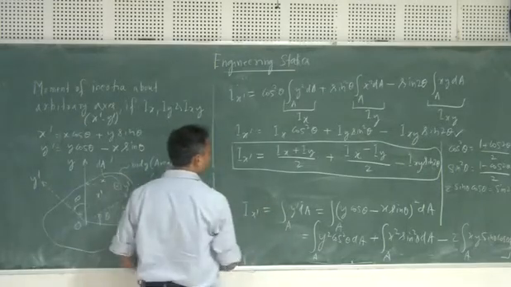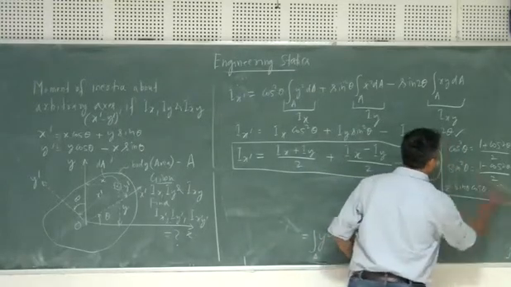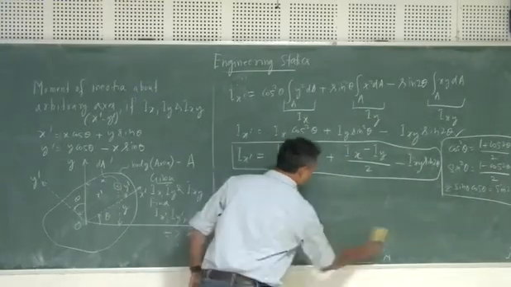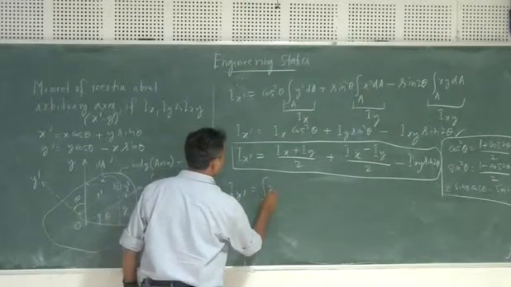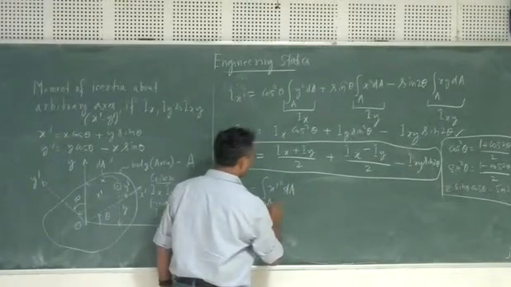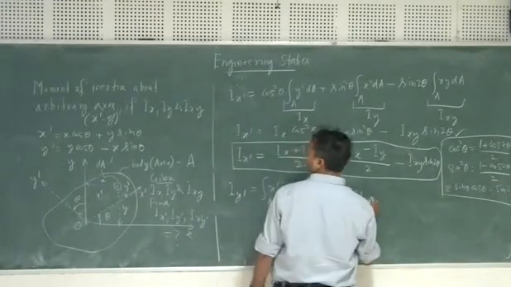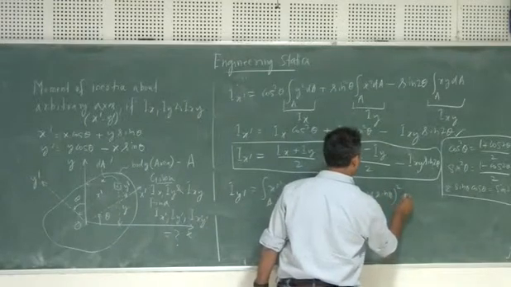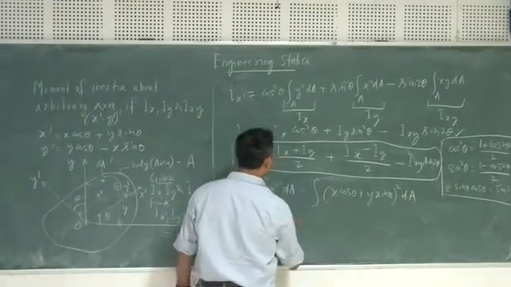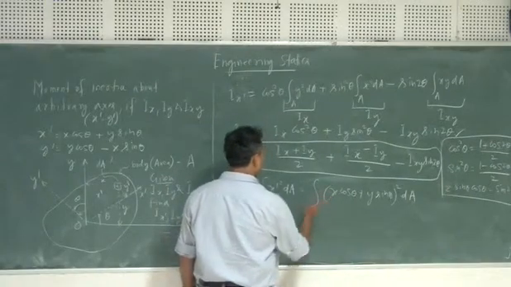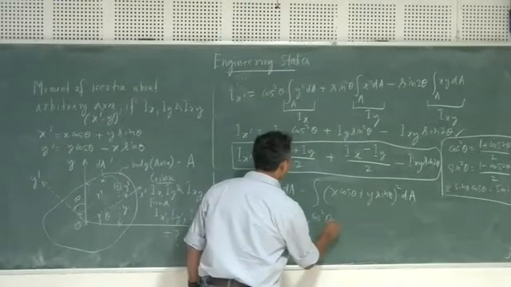Similarly, you can find out your Iy dash, found as y dash squared dA, and in this case what you will be having is x square dA, so that will be your Ix cos square theta, right?